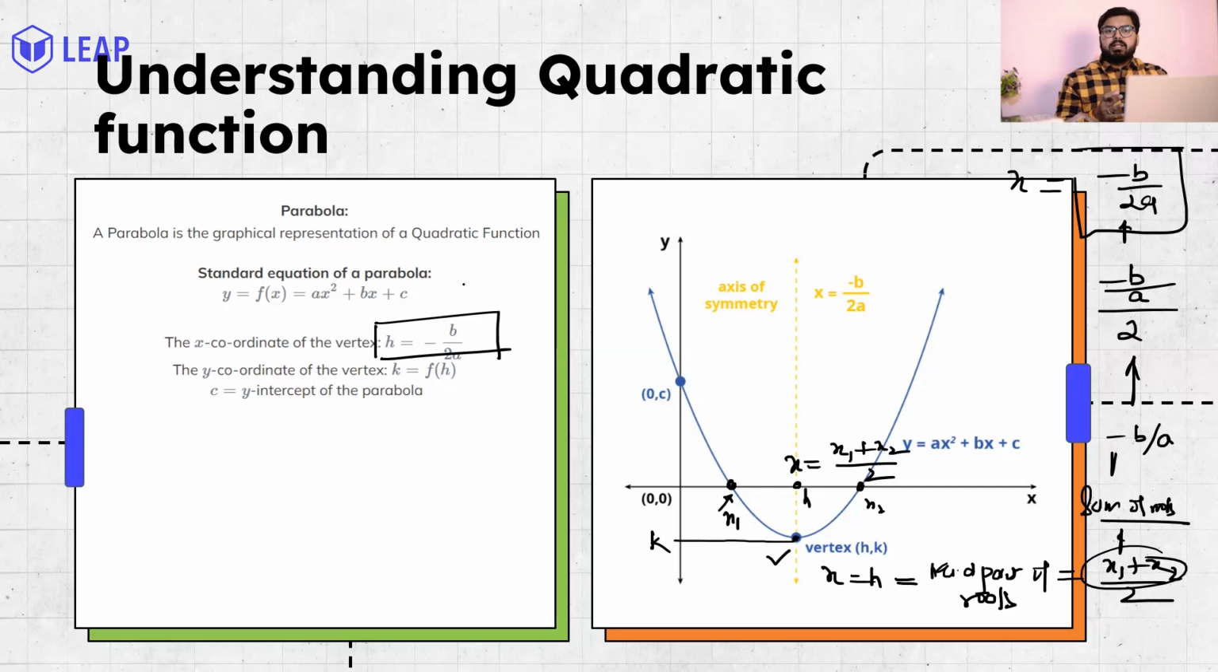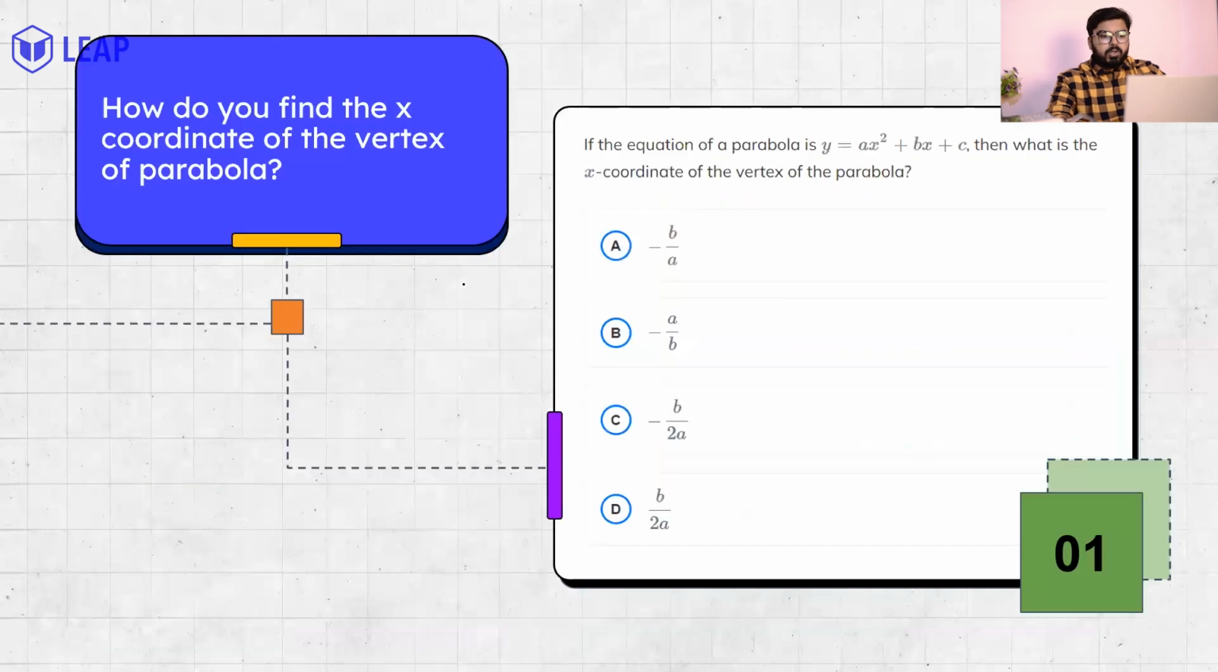How do you find the x coordinate? To find the x coordinate, it is minus b by 2a. That is the x coordinate of the vertex. Once you get the x coordinate of the vertex, you can put it back into the equation to get the y coordinate. Okay, let's look at a question. If the equation of a parabola is this, then what is the x coordinate of the vertex?